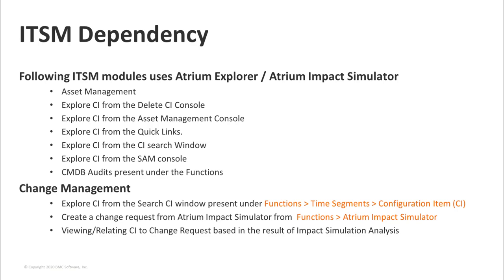Coming to the Impact Simulator, from the change management application, one can leverage the Impact Simulator to proactively determine how a change to the availability of a CI affects other CIs and services. Based on the results of the Impact Simulator, the user can determine whether to create new change requests and relate the CI to an existing change request. With the removal of Flash, if the user decides to upgrade the browser, they should also upgrade the platform in order to continue using these capabilities of Explorer and Impact Simulator.